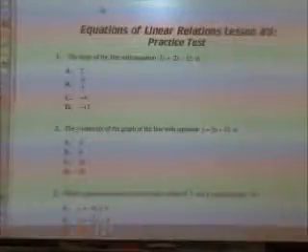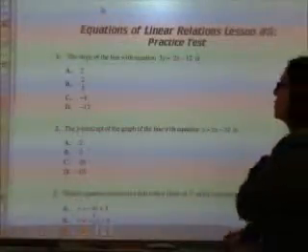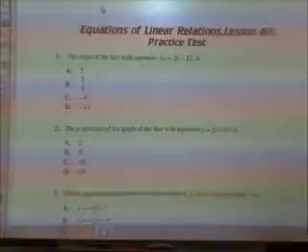Practice test for chapter 9. Question number 1. The slope of the line with the equation 3y equals 2x minus 12 is?